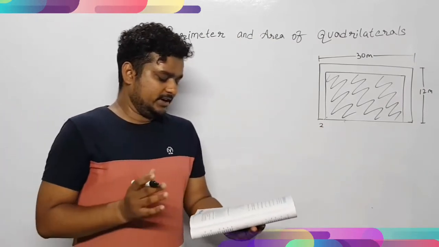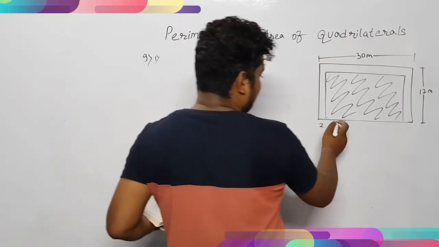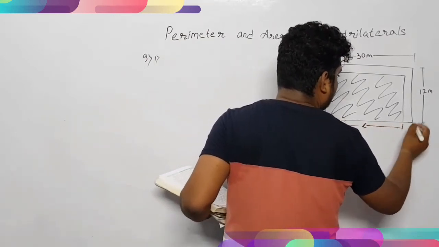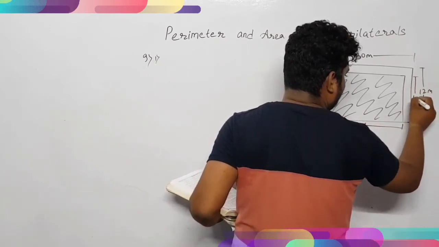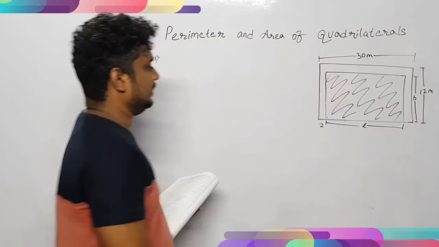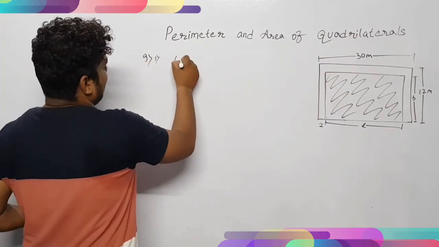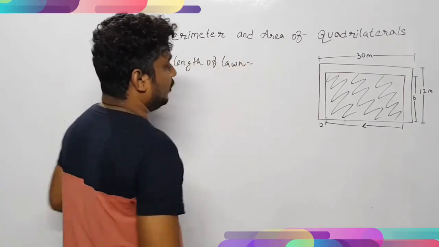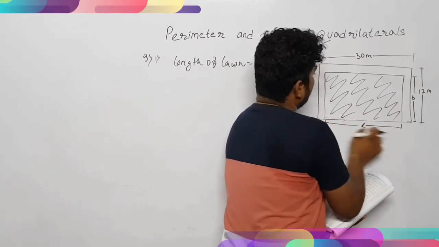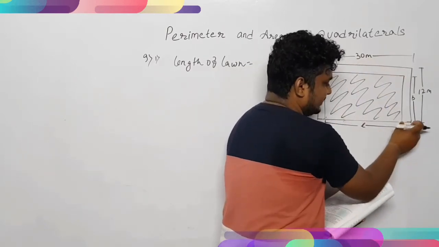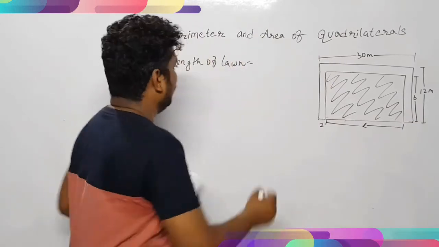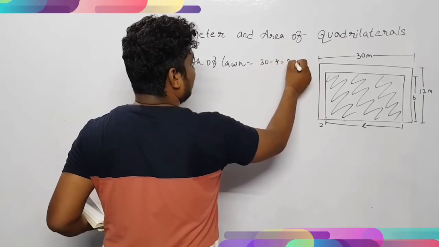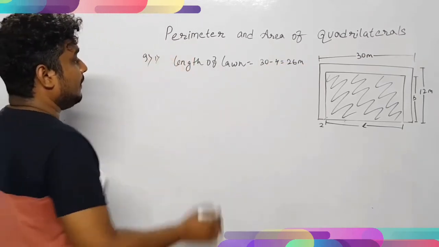So first of all, we need to find the length and the breadth. This particular length we have to find, the length from here to here, and this particular one from here to here is the breadth, or width you can say. So for finding the length of the lawn, the complete length is 30. From this side we are subtracting 2 and from this side we are subtracting 2. So we can write that 30 meters is subtracted by 4, that is equal to 26 meters. This is the length of the lawn.